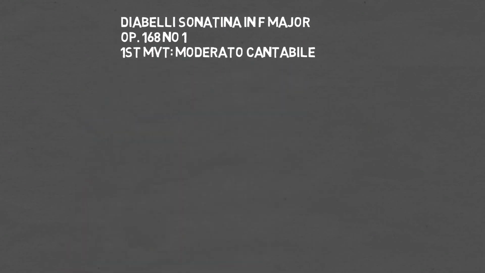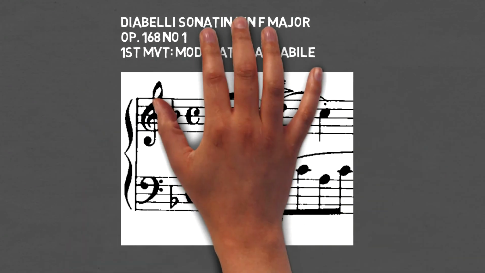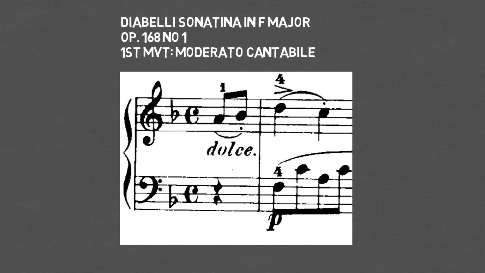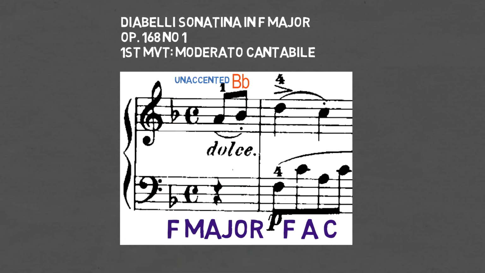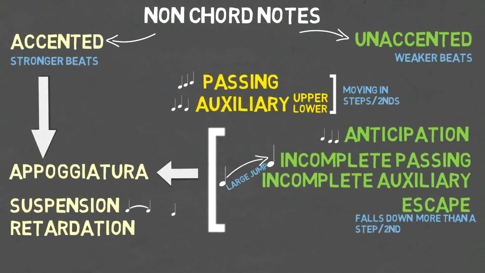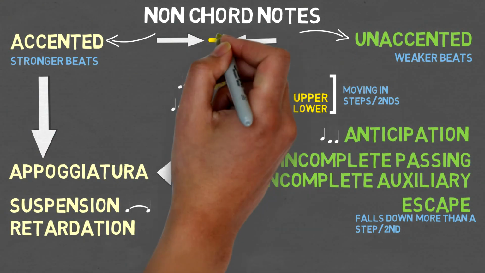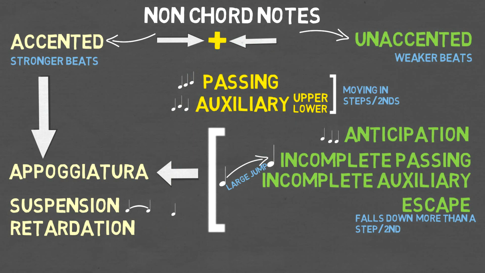Let's look at the opening of Diabelli Sonatine again. The opening chord is F major. B flat is the unaccented non-chord note and D is the accented chord note. When a non-chord note which is unaccented and accented occur consecutively, they are called changing notes.